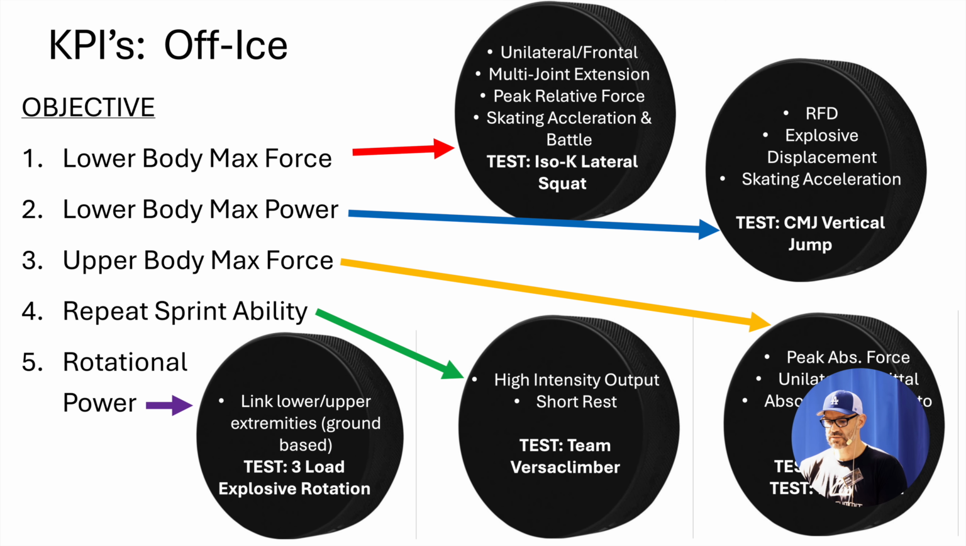Moving to the off ice, a little bit more general. Obviously, it's a full body athlete. We talked about developing all aspects of their physical capacities. Lower body is of primary importance, upper body secondary. We start with lower body max force. Speed, we know, comes from the ability to generate high forces, generate those high forces quickly, and apply them in the right direction. First one here is lower body max force.